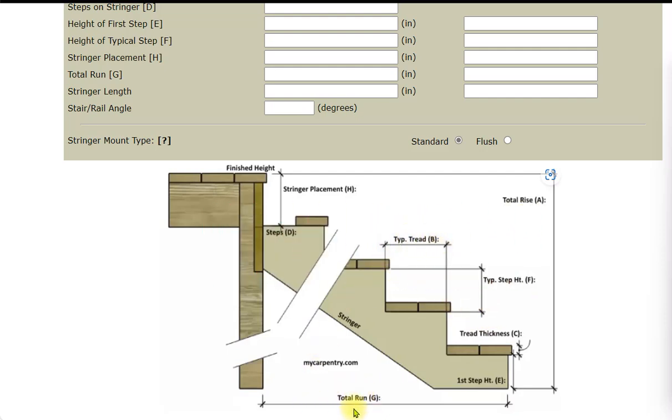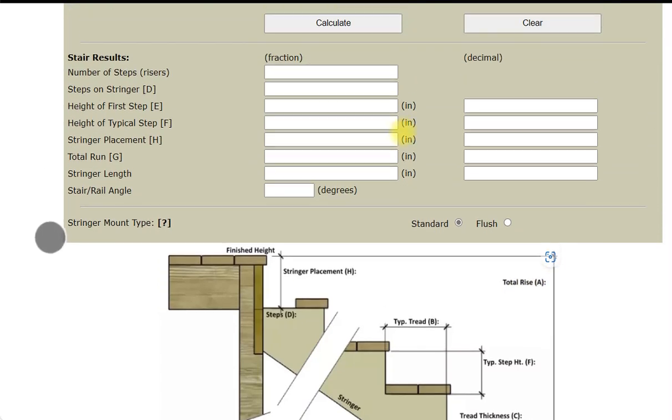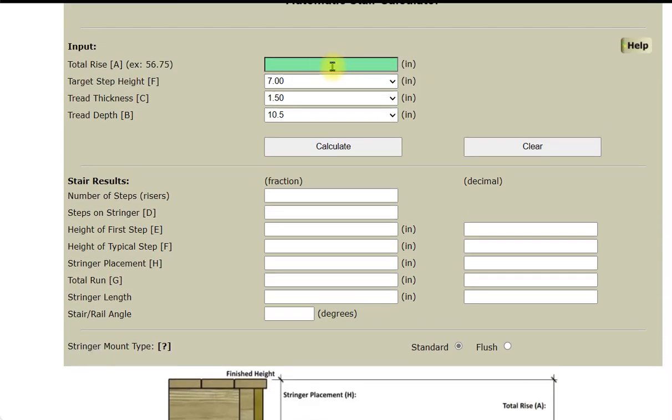To determine the number of risers for your stairs, divide the total rise by 7 inches. For example, if your total rise is 36.25 inches, divide that by 7 to get 5.17. Since we can't have partial steps, we'll round it to the nearest whole number, which is 5. So, the step or riser height will be 7.25 inches.